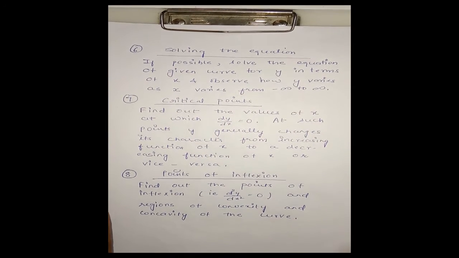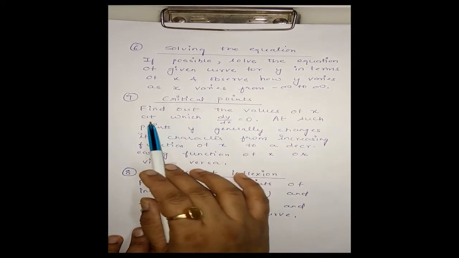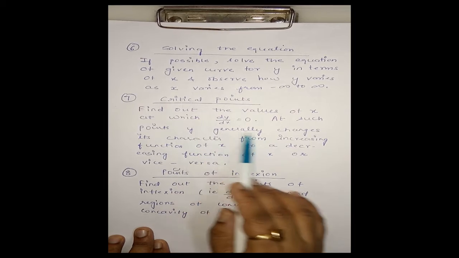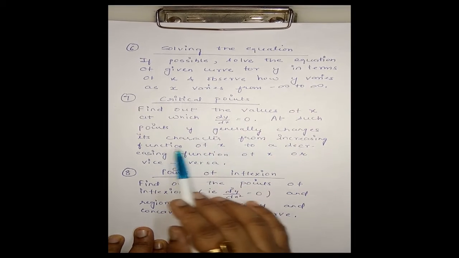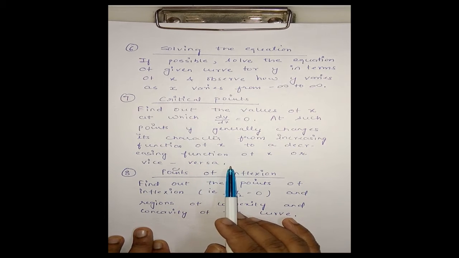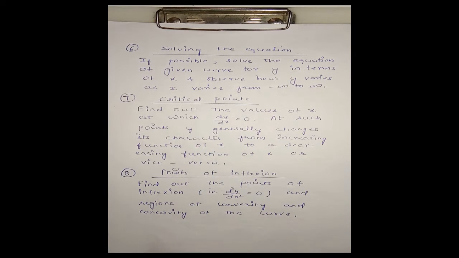Next is critical points. Find out the values of x at which dy by dx is 0. At such points, y generally changes its character from an increasing function of x to a decreasing function of x, or vice versa. That means we have to find the points where the function is increasing or decreasing, where it has a maximum value and where it has a minimum value. We have to find the critical points.